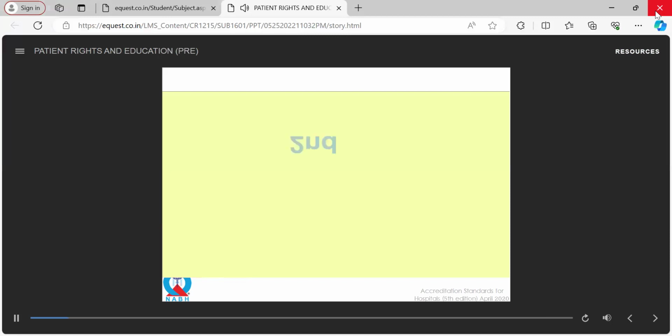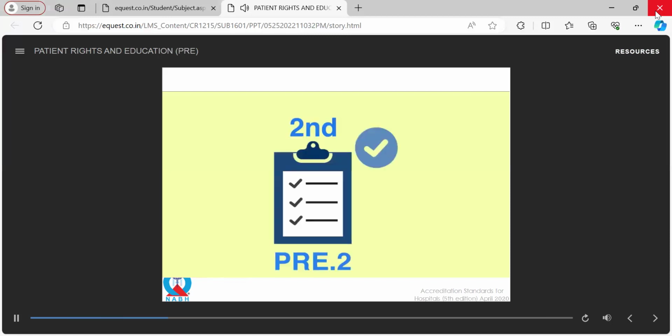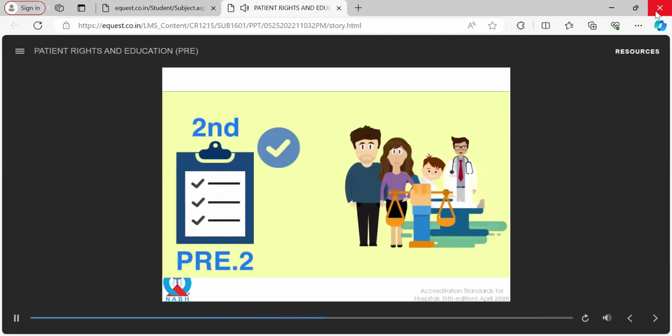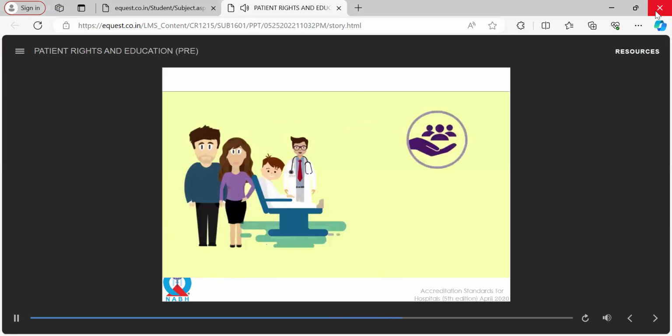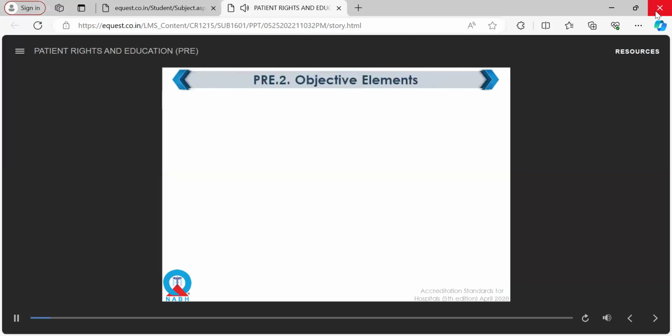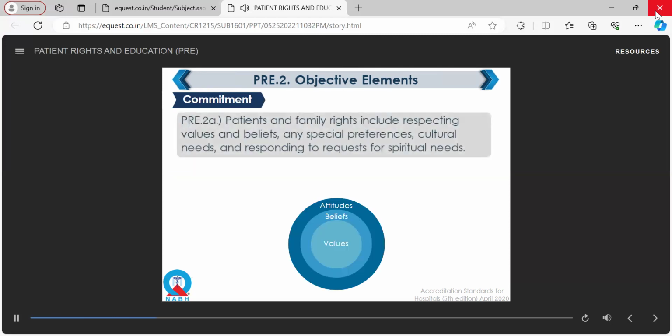Let's move towards the second standard, that is PRE point 2. As per the standard PRE point 2, patient and family rights support individual beliefs, values, and involve the patient and family in the decision-making process. There are 12 objective elements of standard PRE point 2. As per the first objective element, which is a commitment of an organization, patient and family rights include respecting values and beliefs, any special preferences, cultural needs, and responding to requests for spiritual needs.